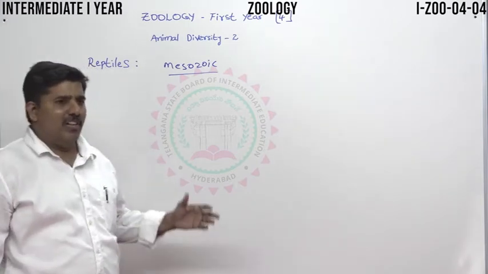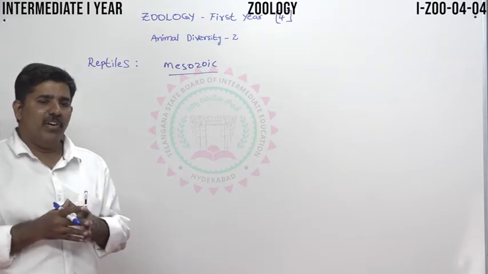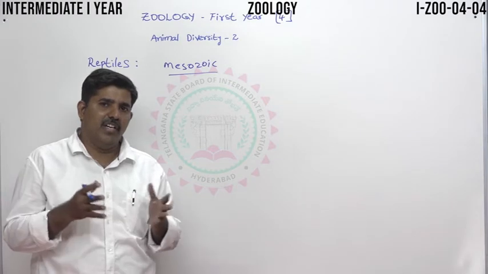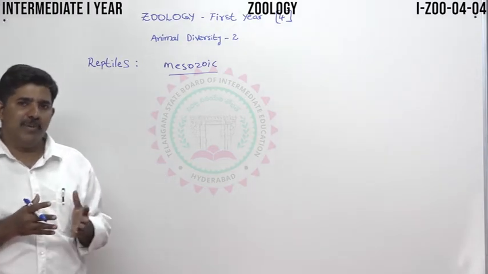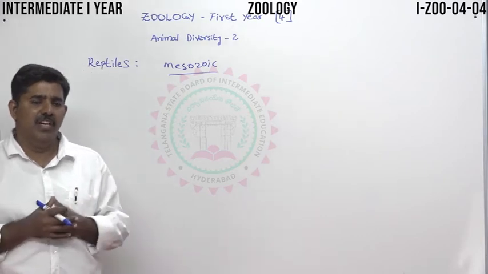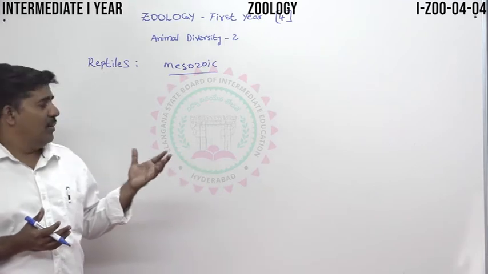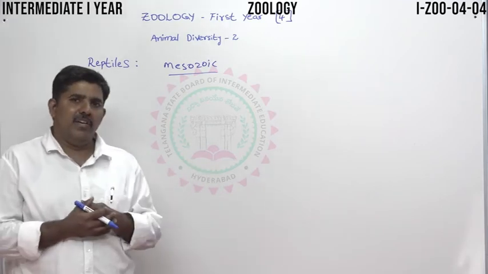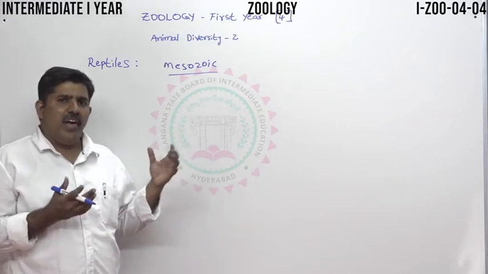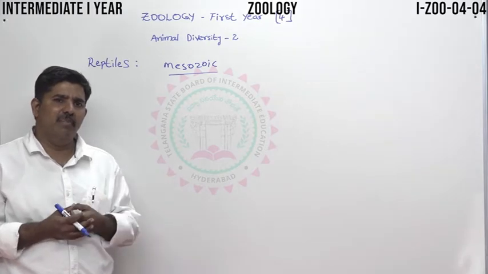In reptiles, the body is covered with scales, shields, and claws. The body has an exoskeleton covered with scales. Some reptiles contain scales, and some contain shields. So this is about the exoskeleton body. The main character of the reptiles is the cleidoic egg, also called the mesolecithal egg.